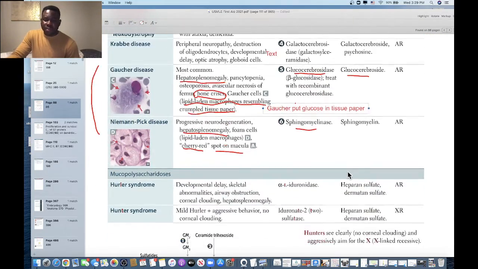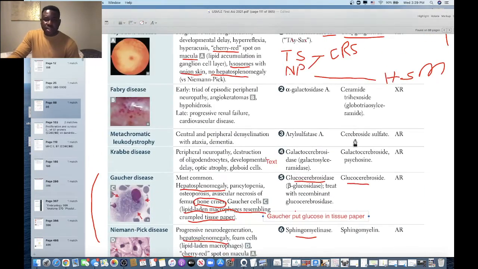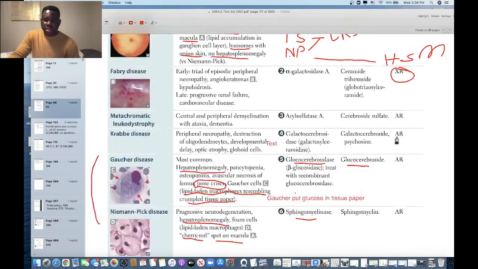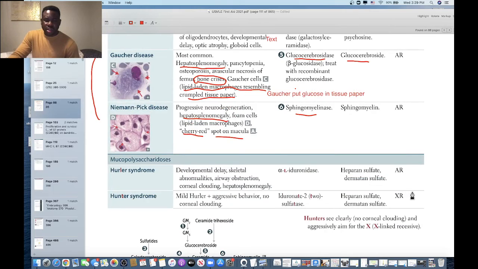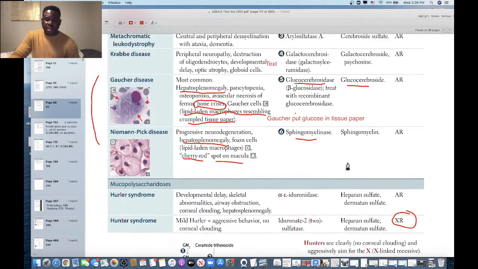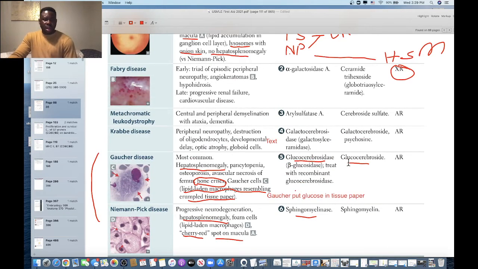Among all of them, they are all autosomal recessive except the Fabry and down here Hunter, which are X-linked. Take note of that. Next, Krabbe. My mnemonic for Krabbe is: the galactic crab came to destroy my eyes.